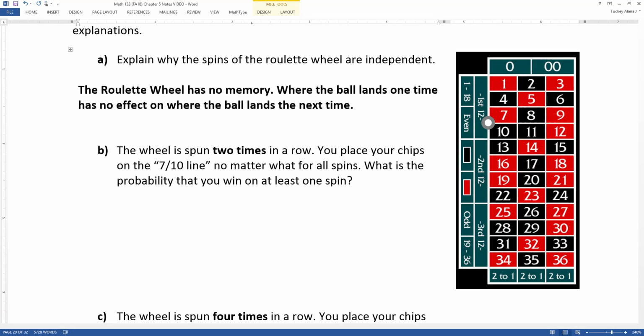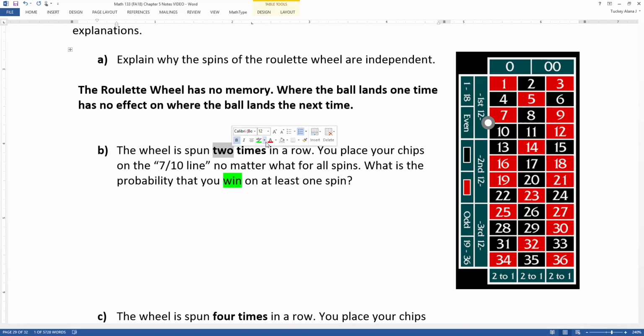You're going to place your chips on the 7-10 line, no matter what, for all spins. So whether you win or lose, you're just going to keep betting on the 7-10 line. What is the probability that you win on at least one spin? So we have a couple of things to note. One, we're talking about winning. That won't always be the case. Sometimes we might talk about losing, so we'll have to take note of that.